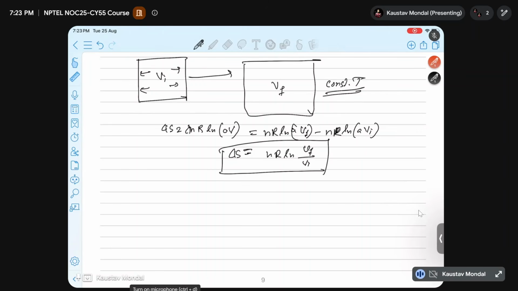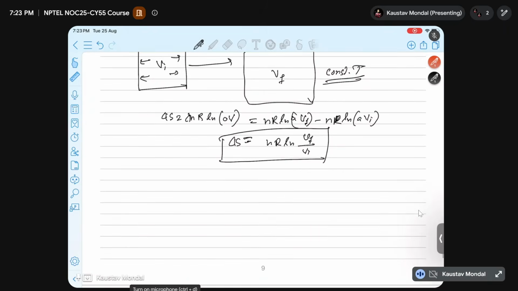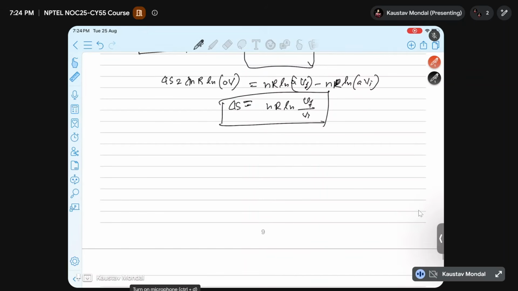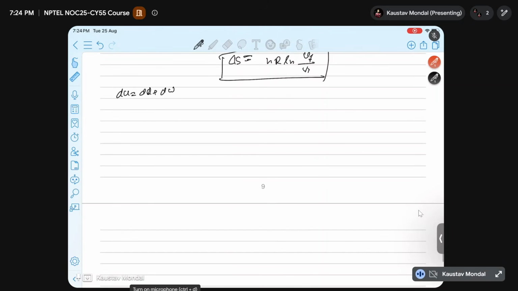And this thing is also consistent with the thermodynamic definition of entropy. So from the thermodynamic definition we know, let's just do the fact check. dU equal to dq plus dw, right? So for the isothermal case, I mean the constant temperature case, we know dU is equal to 0, so dq will become minus dw.